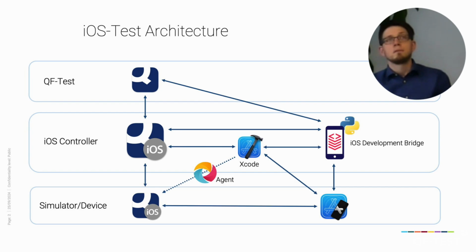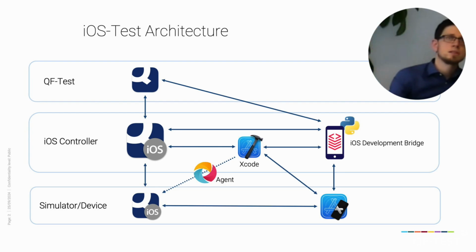We also want to communicate directly with the device to execute our tests, to query the current application state, and so on. And for this, we need an application-specific agent. Xcode is also compiling this agent at runtime, so it's instrumenting the device. So we need the agent code. This is bundled with QF-Test. You don't have to care about that.